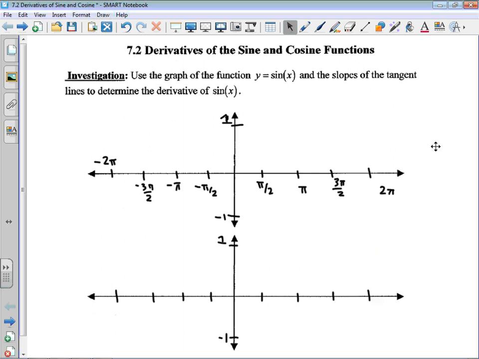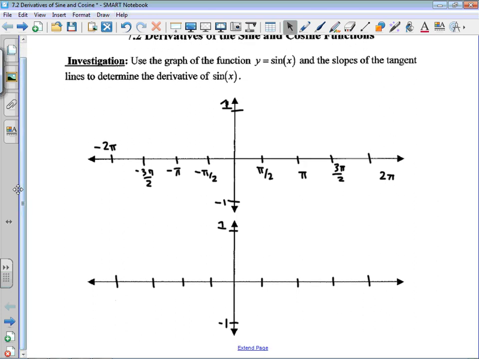Welcome to the 7.2 video for Math 31, which is where we start to examine no more of those limits. We're going to actually look at the derivatives of our sine and cosine function, and that's going to extend in 7.3 to 10, and certainly the reciprocal trig ratios as well.